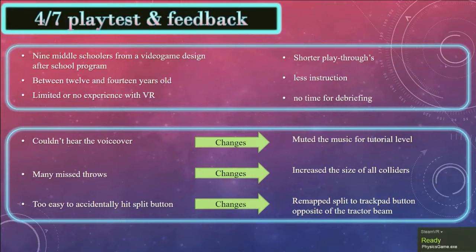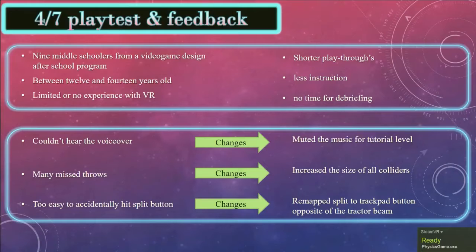For example, whether because it was loud in the room or because the volume was too low, they couldn't hear much of the voiceover. So specifically for the tutorial level, we muted the music. There were many, many missed throws, more than I would expect. Not surprising considering that some of them were playing VR for the first time. So we increased the size of all colliders. And it was too easy to accidentally hit the split button, split molecule.